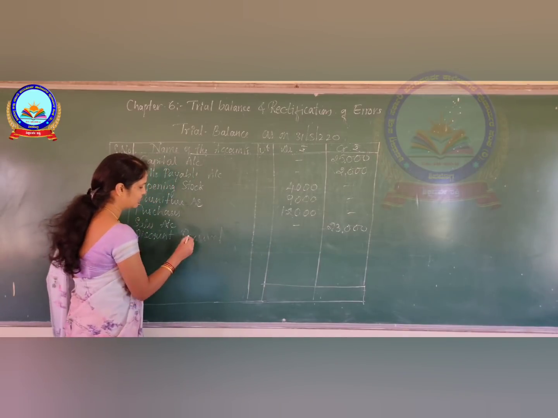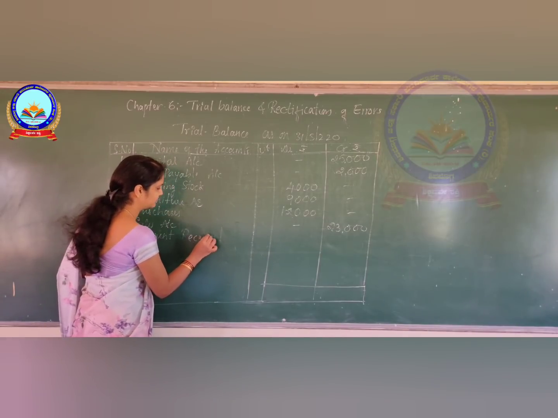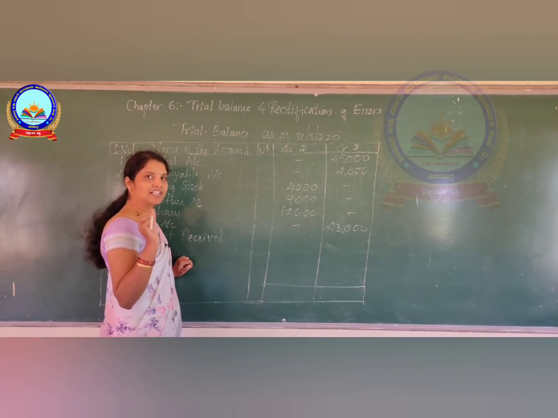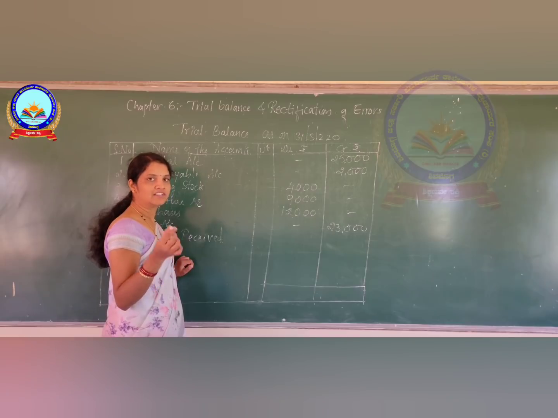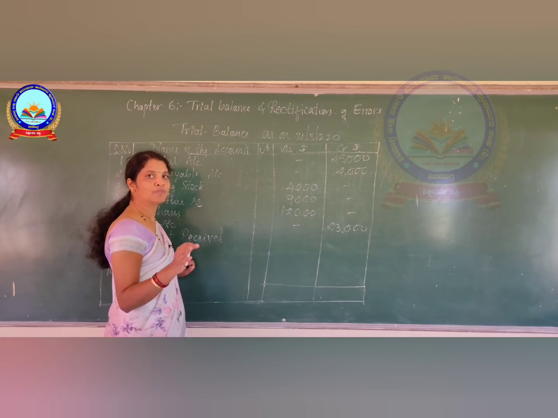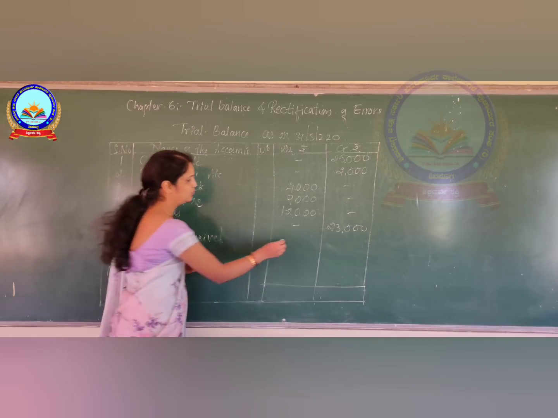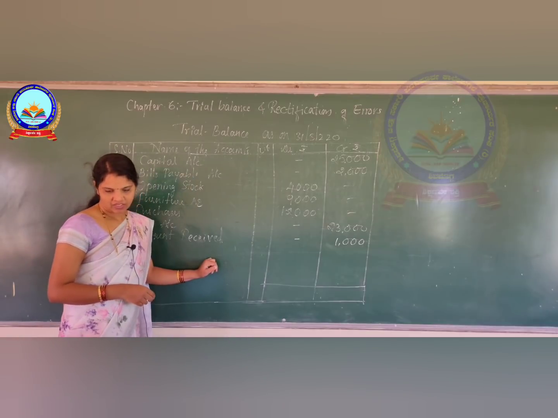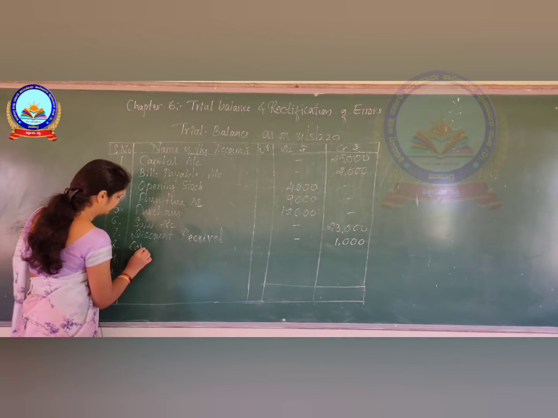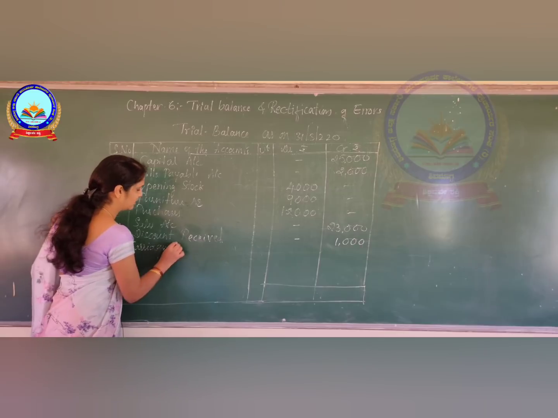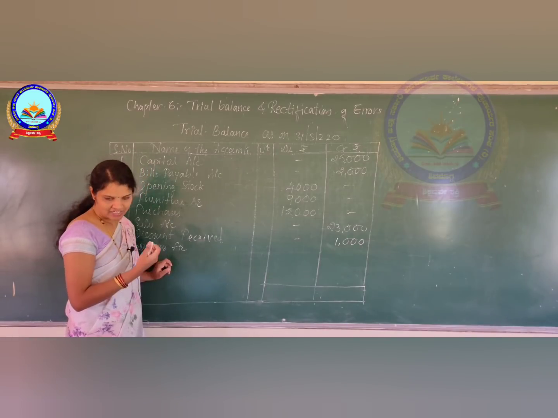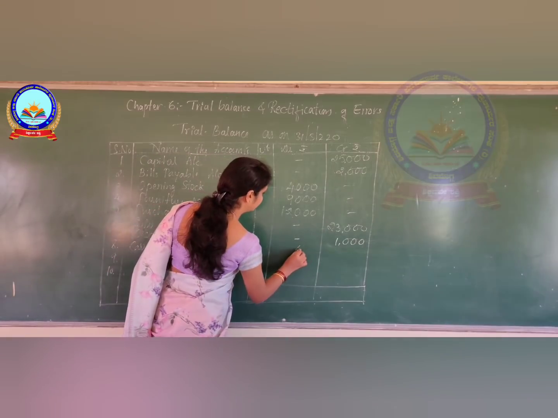Discount received. This discount received is a gain, or a revenue, or an income. Incomes, revenues and gains always show credit balance. So write in the credit column rupees 1000. Carriage rupees 500. Carriage account. Carriage is an expense. Expenses show debit balance. Write in the debit column rupees 500.